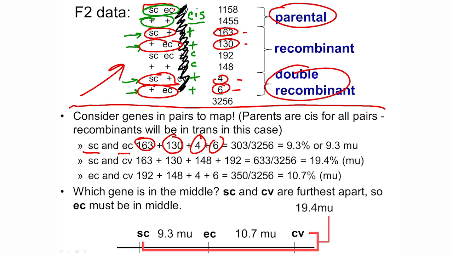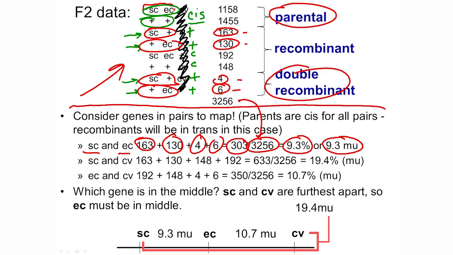Add them all up. So if you have your calculator out, again, I cheated by doing the math in advance, you get that 303 out of the grand total of 3,256 are recombinant. We can calculate a map distance from that, because if you do the math, you'll find that 9.3%, that represents 9.3% of the offspring, which means that those 2 loci are 9.3 map units apart.